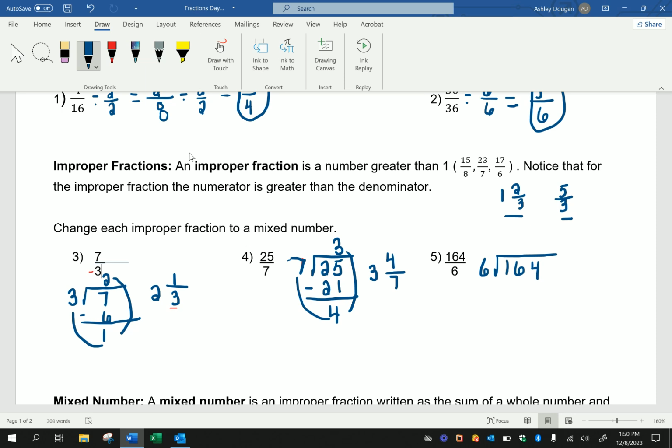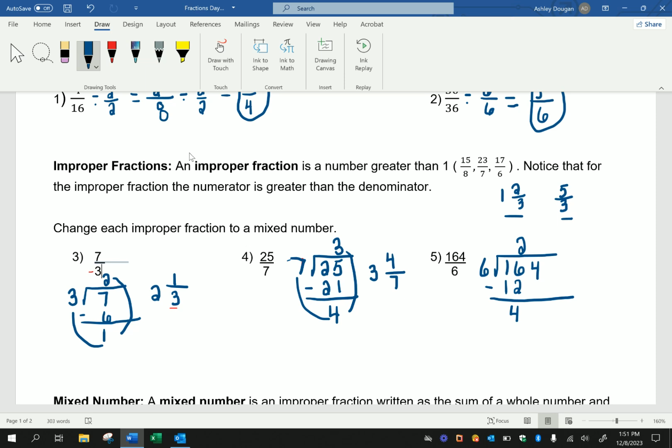Now this one has 3 numbers. And so we could kind of look at it 2 ways. You could look at it as how many times will 6 go into 164 and do 1 complete piece, or we could do it in multiple steps. If I look at the 16, how many times will 6 go into 16? 6 times 2 is 12, so it'll go 2 complete times. 6 times 2 is 12, so I write that here. And then I'm going to subtract. 16 minus 12 is 4.